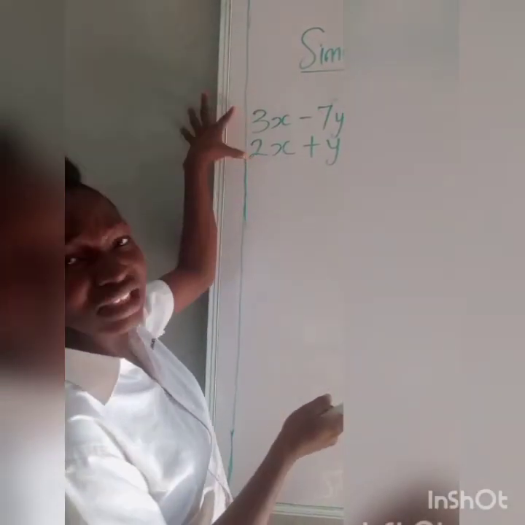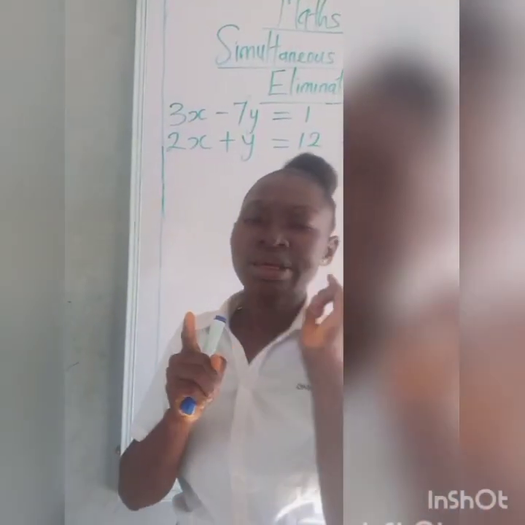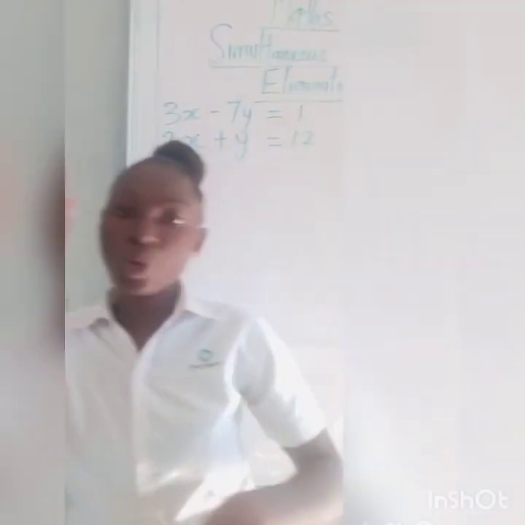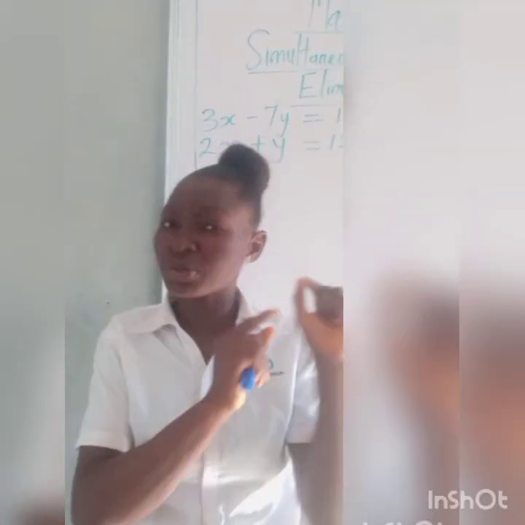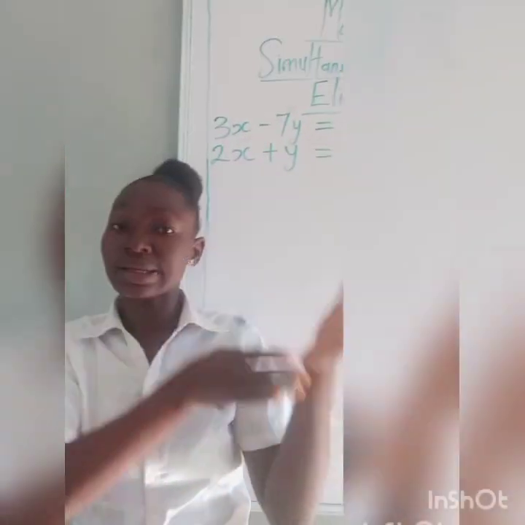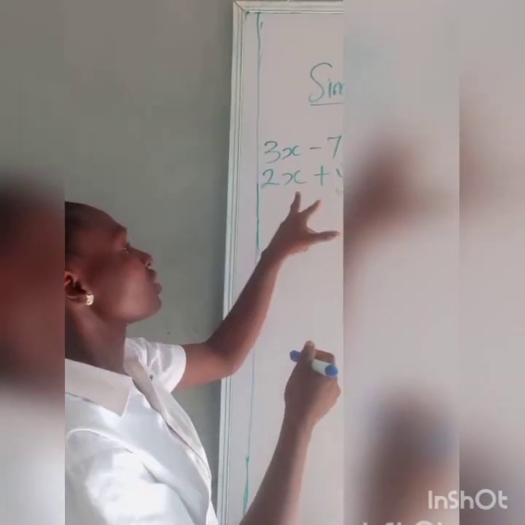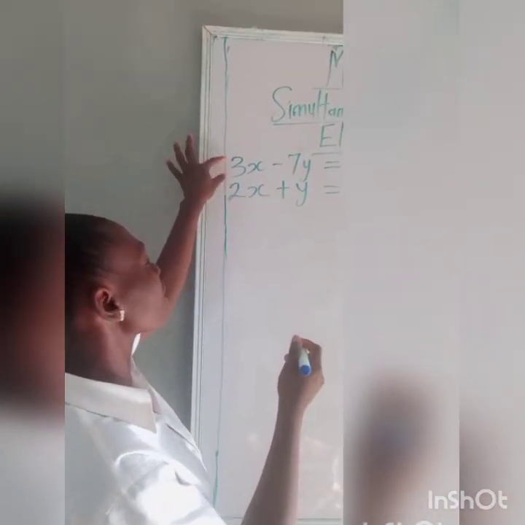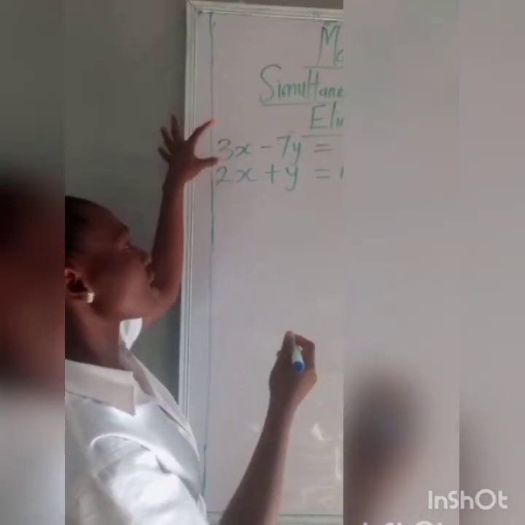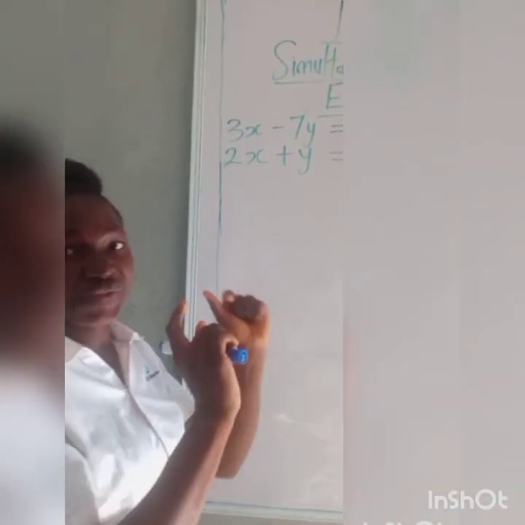Secondly, for that same letter you pick, you consider the coefficient. The coefficient must be the same. It goes by this: different sign, the same coefficient. What is coefficient? Coefficient, from my previous video, is the number used to multiply a certain letter. What we use to multiply x is 3, so the coefficient of x is 3, and the coefficient of x here is 2. Now, you ensure that if this one will be 3, then this one should be 3. If this one will be 6, then this one should be 6. So we have same coefficient, different sign.